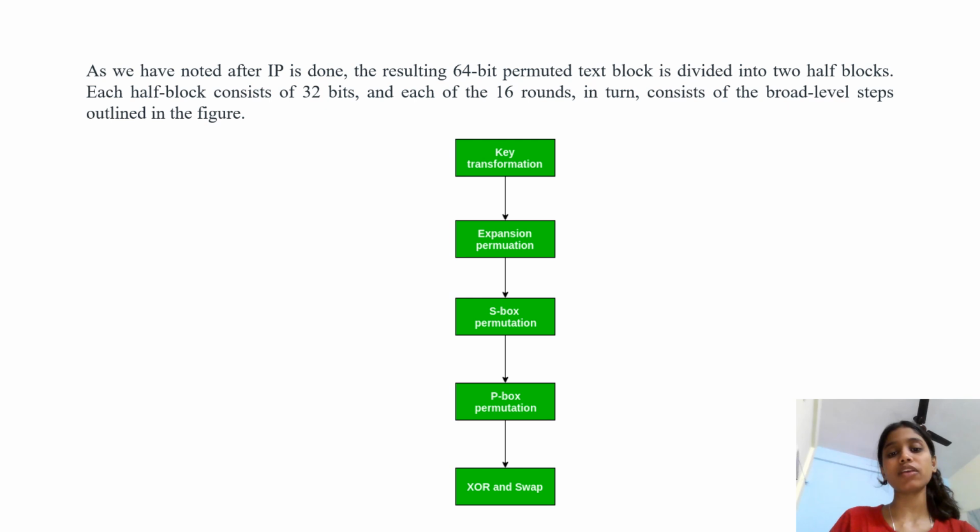Expansion permutation takes the 32-bit right plain text and converts it into 48-bit plain text. So that is XORed with the key. The result is given to the S-box. The S-box converts the 48-bit text into 32-bit plain text, and the P-box is nothing but a transposition box. The transposition box just converts the 32-bit plain text to 32-bit plain text, but just interchanges the positions of the bits. And then XOR is performed between Li-1 and the result, and then swap is performed.